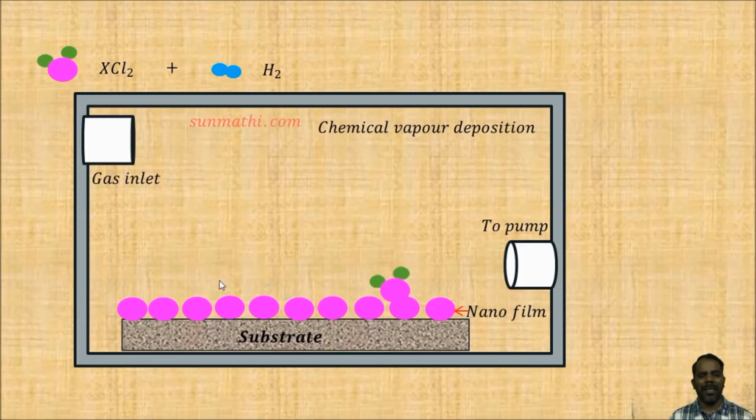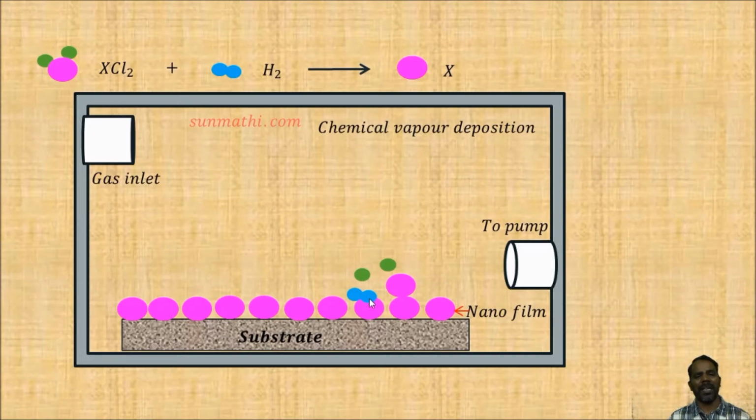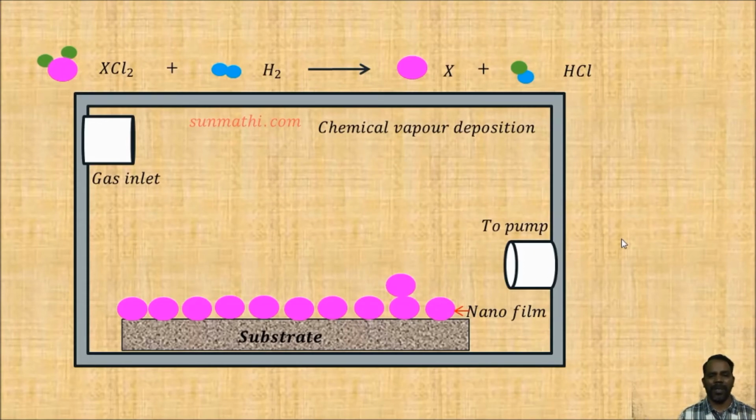After this, the hydrogen atom interacts with the XCl2, so the Cl2 atoms come out, separate from the X material. Then the hydrogen atom interacts with the chlorine atom, so we get HCl, which comes out of the chamber. The material is placed on the substrate, so we get very small thin films, which are called nanofilm. This is one type of synthesis of nanoparticles.